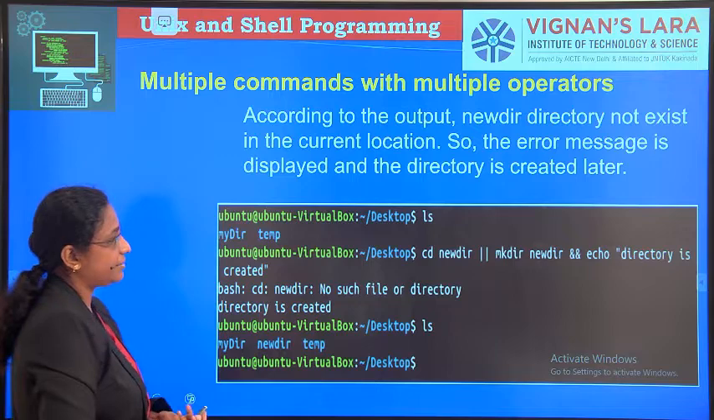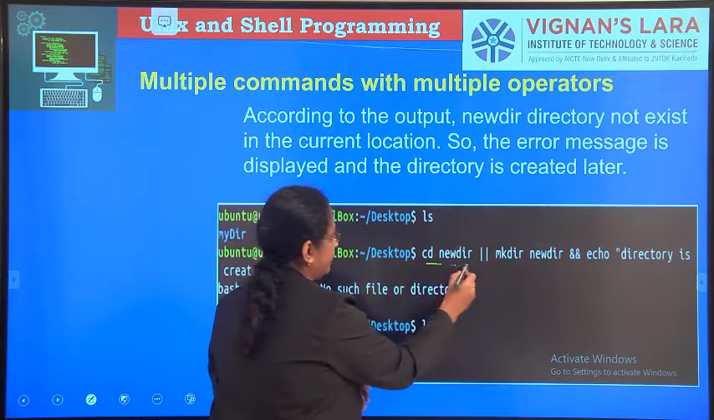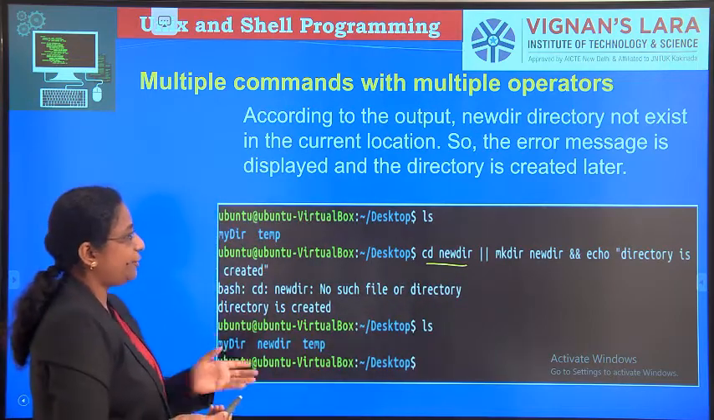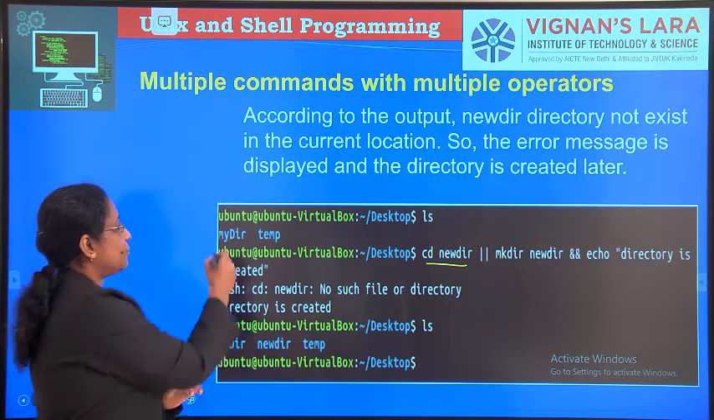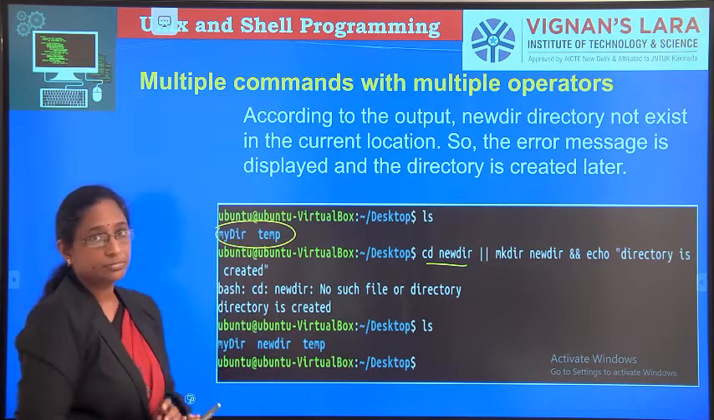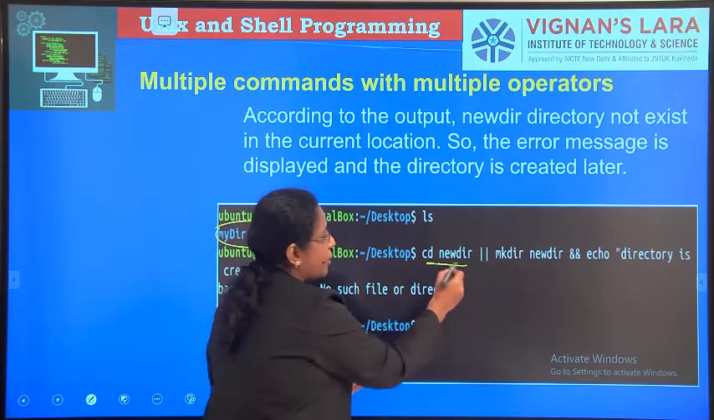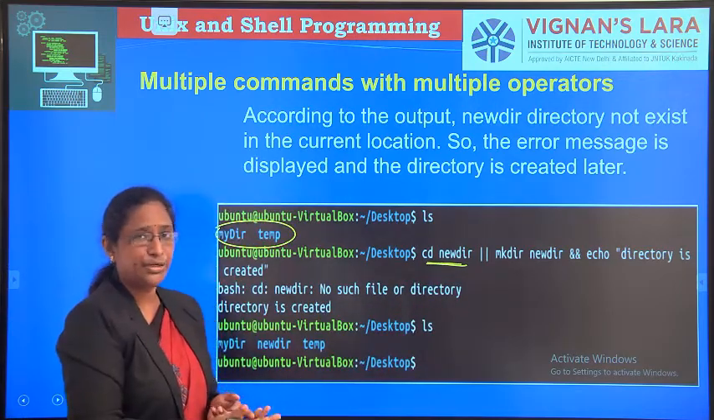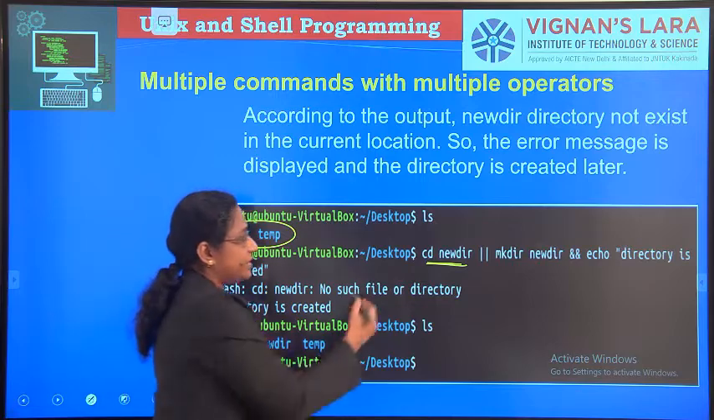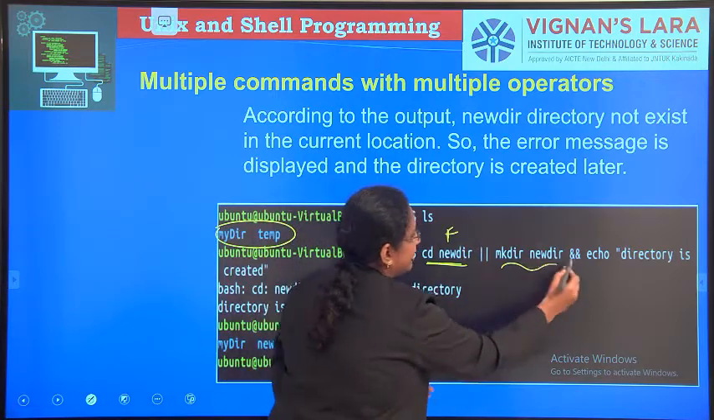Okay, so this is the example. See here, cd new dir. It failed because there is no file with the name new dir, so that is why it is not able to change to the directory new dir. Since it has failed, it is executing the next one.